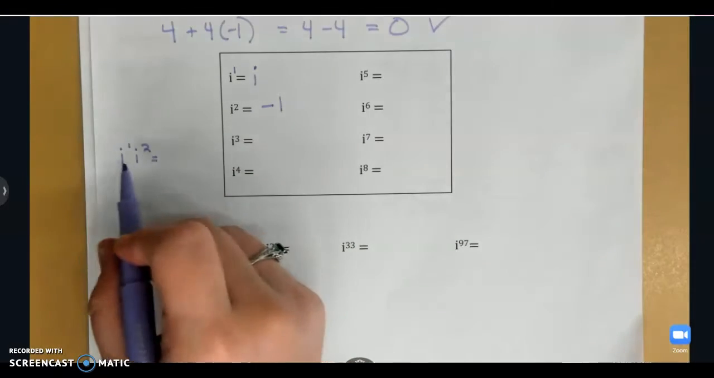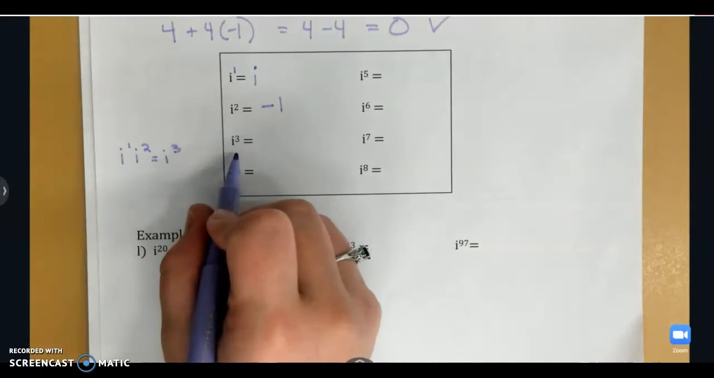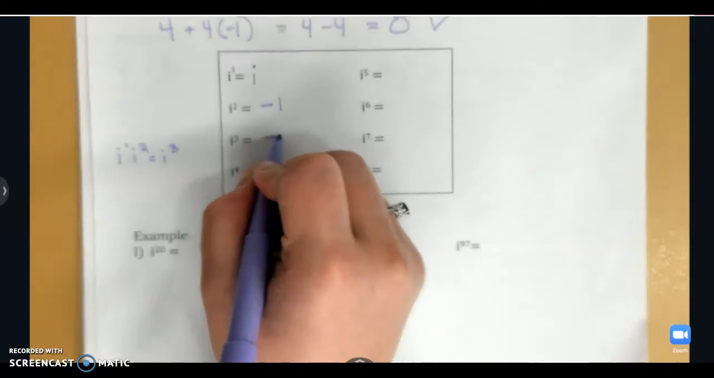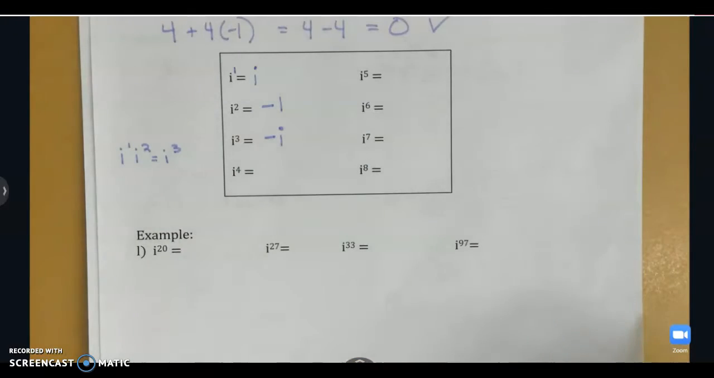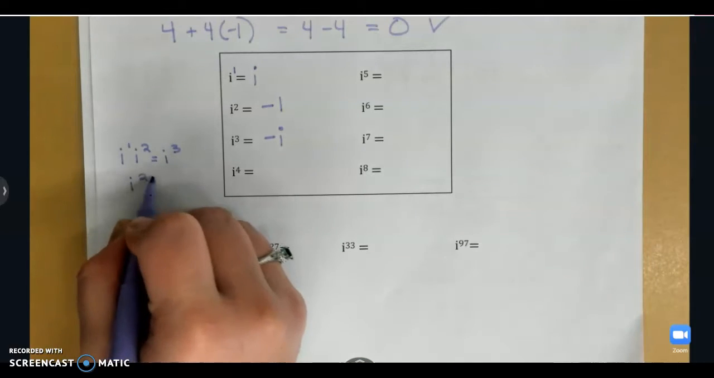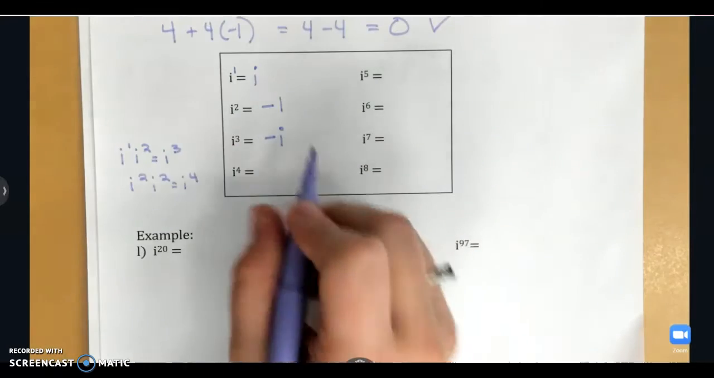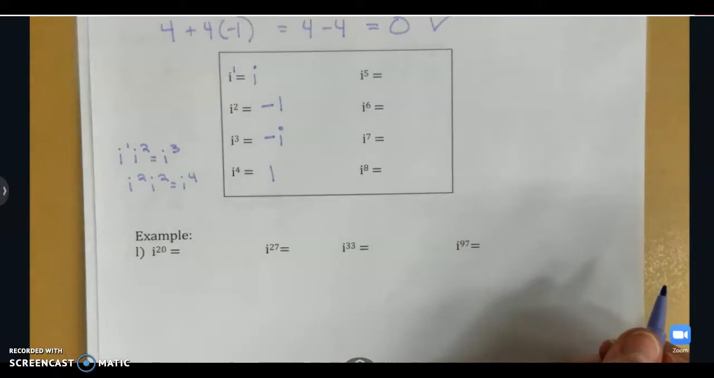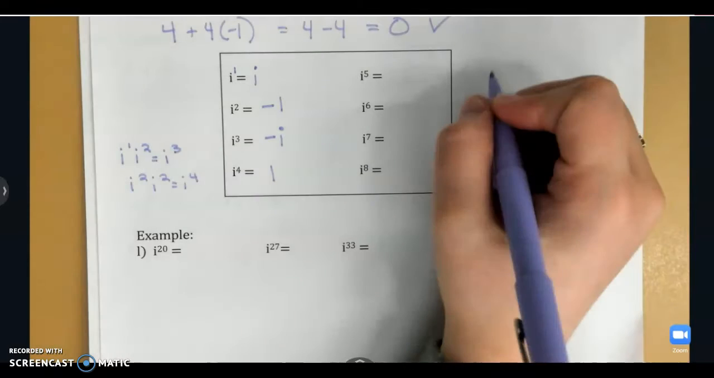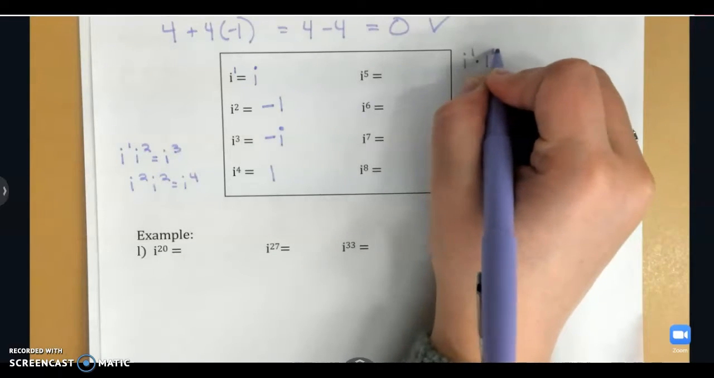So i to the first power times i squared is equivalent to i cubed. So i cubed would be i times -1, which is -i. And i to the fourth would be equivalent to i squared times i squared. So -1 times -1 is +1. Okay. Then i to the fifth is the same thing as i to the first power times i to the fourth power.